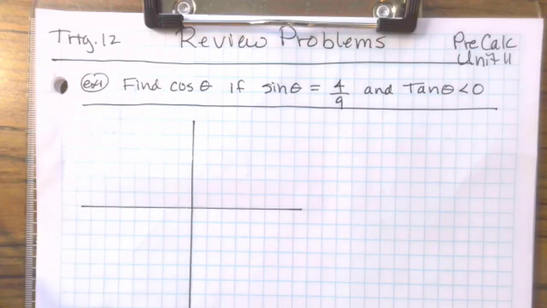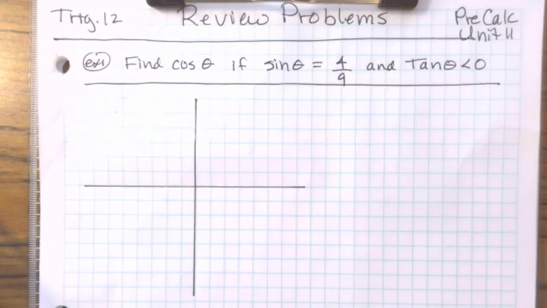Good afternoon. We are on Trig point 12, and today we're going to go over a review of some of the basic problems that we've done. So here we go. Example 1. Find cosine of theta if sine of theta is 4 over 9 and tangent of theta is less than 0.